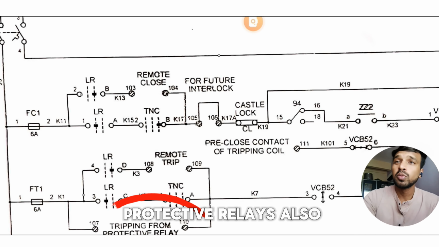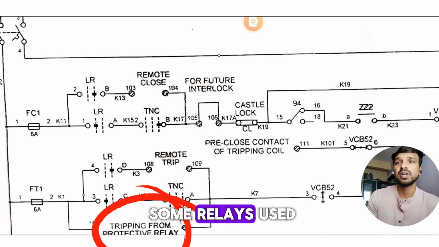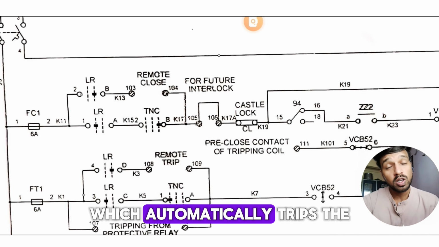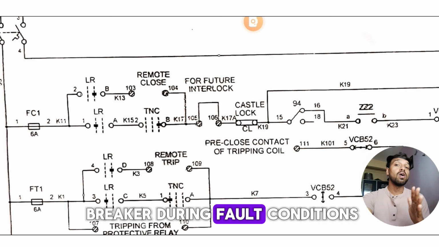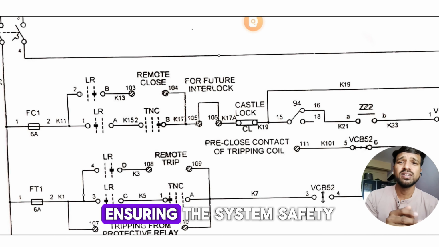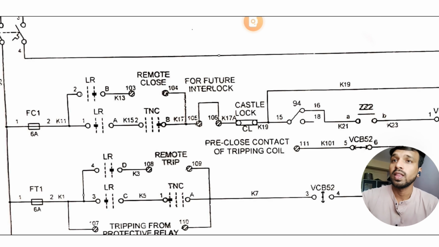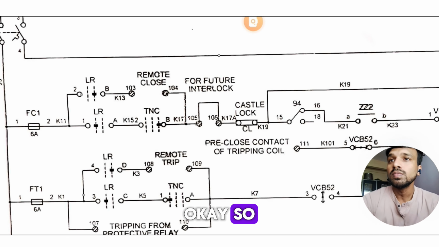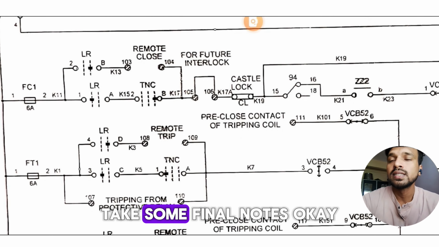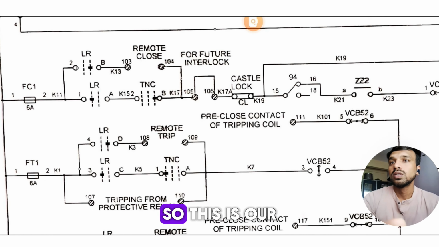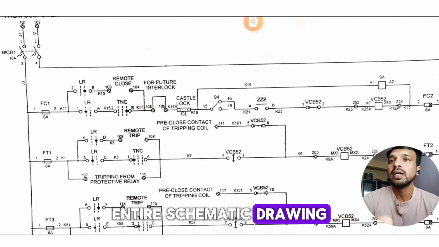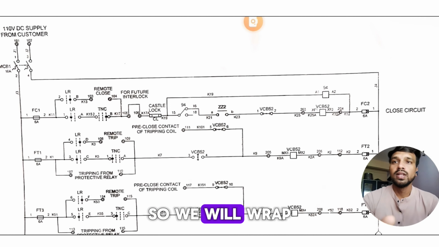Then there are some protective relays also. There are some relays used which automatically trip the breaker during fault conditions, ensuring the system safety. So take some final notes. This is our entire schematic drawing. So we will wrap this up now.